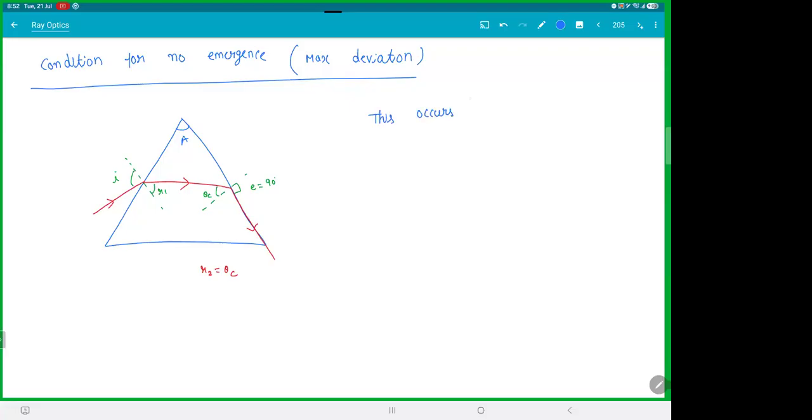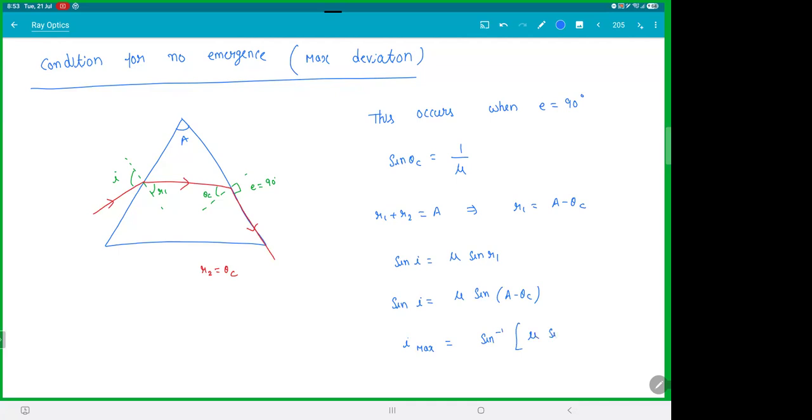So they can ask you, when does the maximum deviation occur? This occurs when E is equal to 90, and sine theta critical is 1 by mu, taking the outside medium as 1. And we know R1 plus R2 is also equal to A. This is still valid. So R1 will be A minus theta critical. Apply Snell's law: sin I is equal to mu sine R1. So we get sine I is equal to mu sine of A minus theta critical. This is the maximum angle you can send. Anything more than this, the light ray will bounce. So I max is sine inverse of mu sine of A minus theta critical.